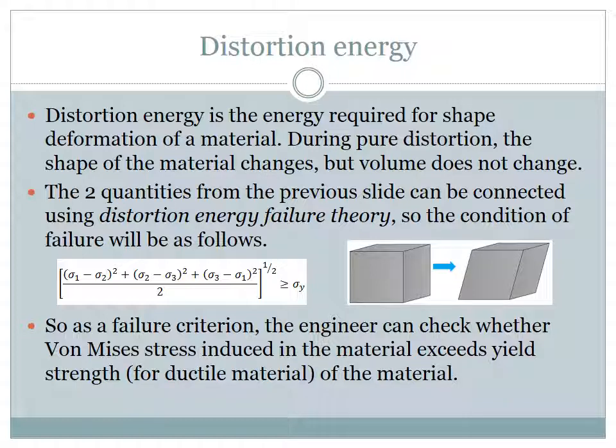Distortion energy is the energy required for shape deformation of a material. During pure distortion, the shape of the material changes, but the volume does not change. So, as a failure criterion, the engineer can check whether von Mises stress induced in the material exceeds the yield strength of the material for ductile material.